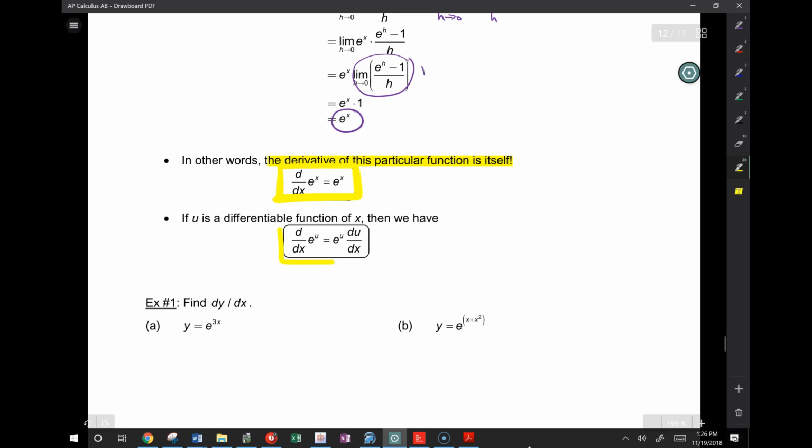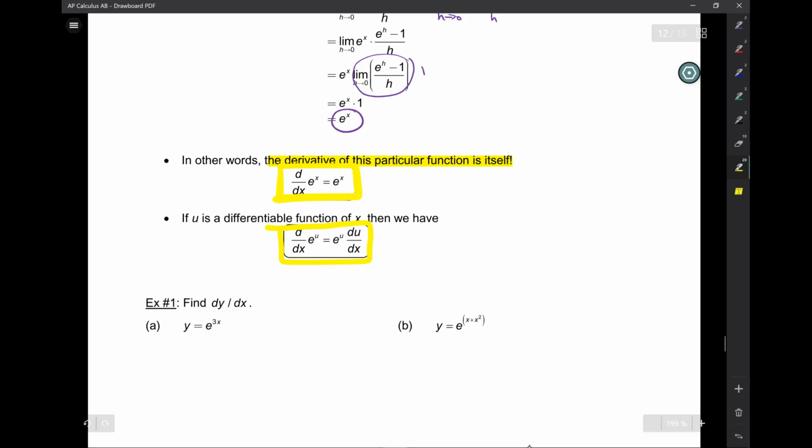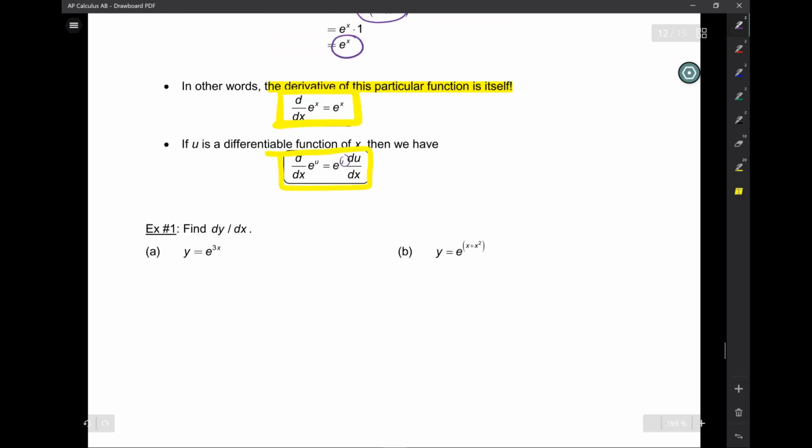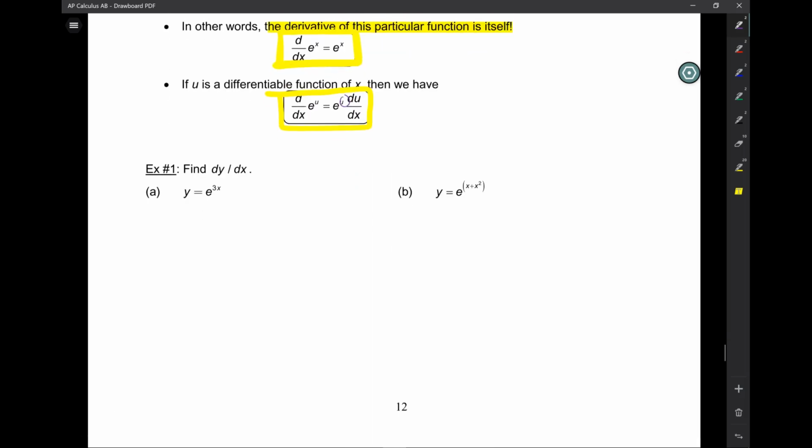And now, if the derivative of e to the x is e to the x, then if it's e to the u, then we do the chain rule. So it'll be e to the u times du dx. That means e to the whatever times the derivative of this. So let's do one here. Let's find dy dx. Here we have not e to the x, but e to the 3x. So this is u. So dy dx is going to be e to the u times the derivative of u, which is 3. So that's just 3e to the 3x.